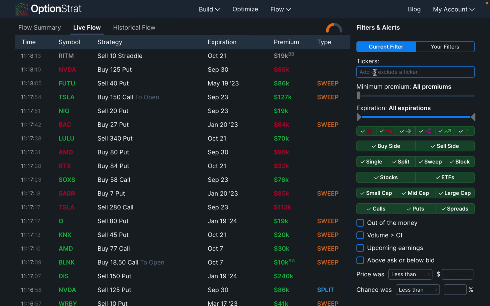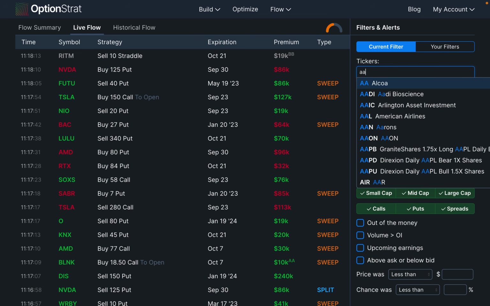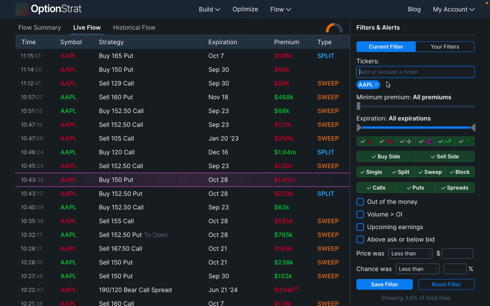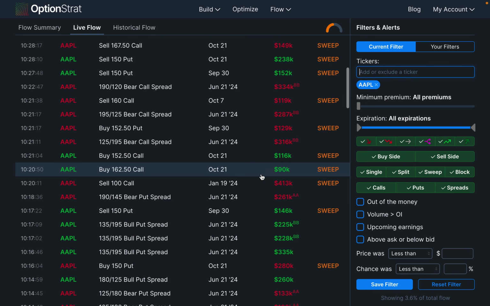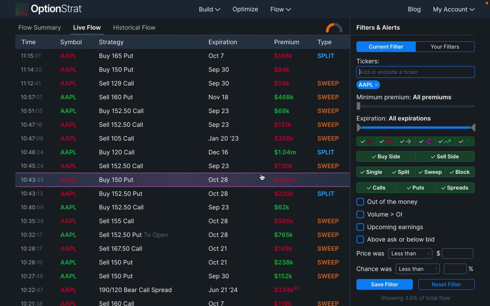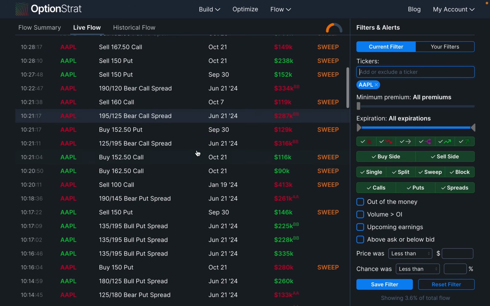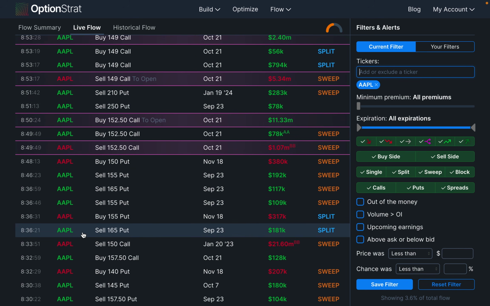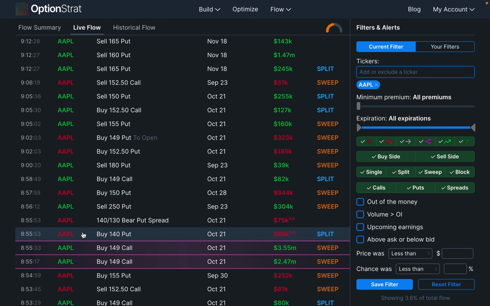So you can also filter by tickers. So let's say I wanted to see if anything has come in today for Apple. Maybe you want to place a trade on Apple and you want to see what flow has come in for Apple, because maybe you don't want to trade against the flow, right? Maybe you don't want to trade against what potential smart money is doing. So again, you can filter this by Apple, and now it's showing me everything that's come in for Apple here for the day. And so you can come in here and you can take a look at what's going on.